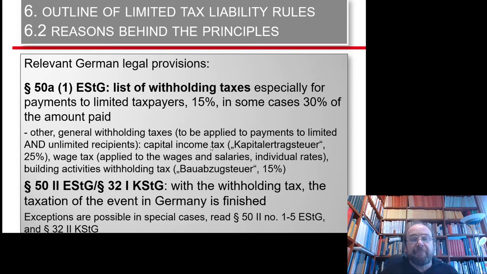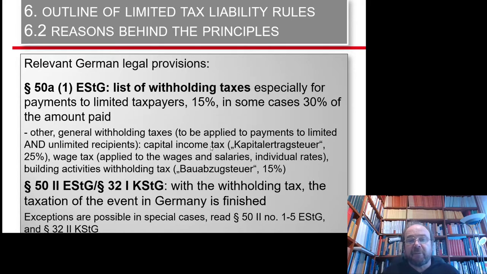75 or so go to the bank account, and 25 go to the account of the recipient at the fiscal authorities. The same with wage tax. That's applied to every payment of wages and salaries and similar remunerations. And there the rates are computed according to individual situations. Or if somebody has to do with building activities, there is also a building activities withholding tax.